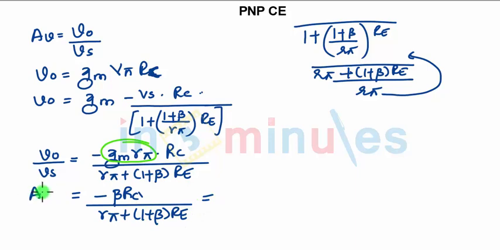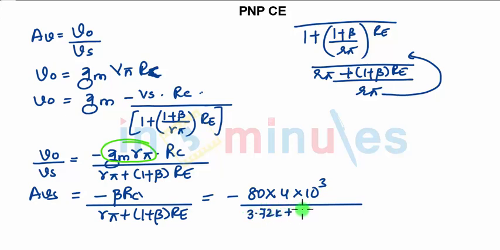Now you know all the values, so we can find the voltage gain as beta is 80, RC is given as 4 kilo ohms, divided by R pi 3.72 kilo ohms, beta is 81 and RE is 2 kilo ohms. So when you substitute all the values, you will get minus 1.93. This is how we solve the voltage gain and we get the final answer.